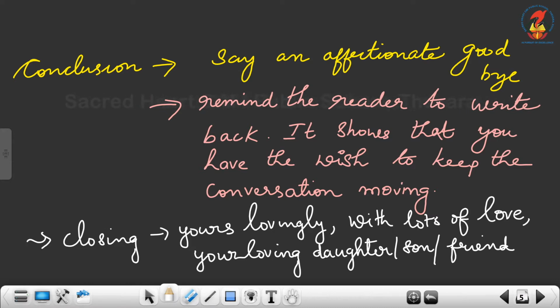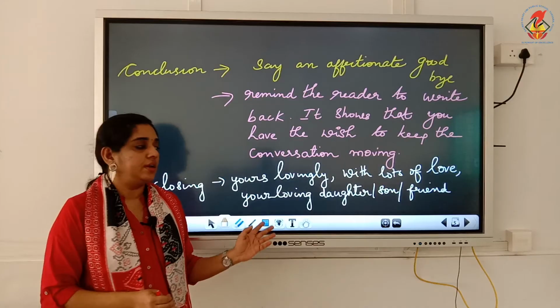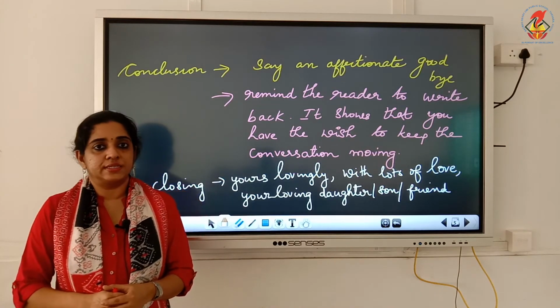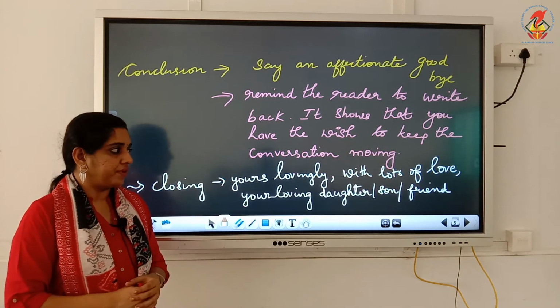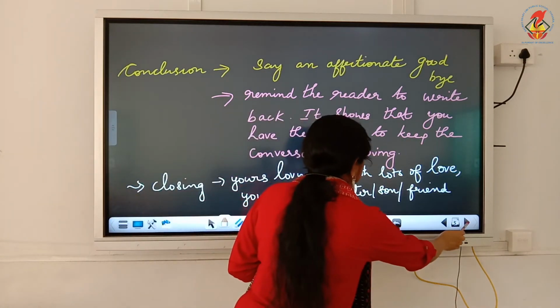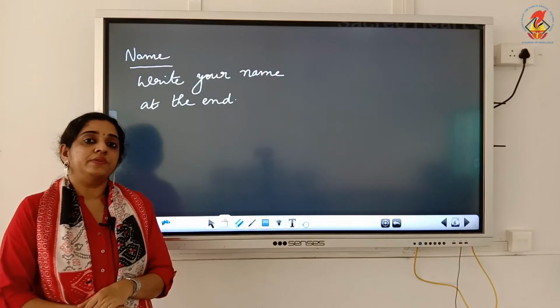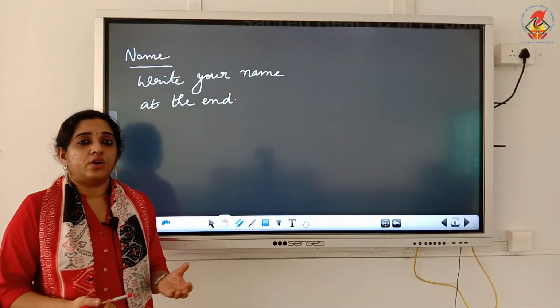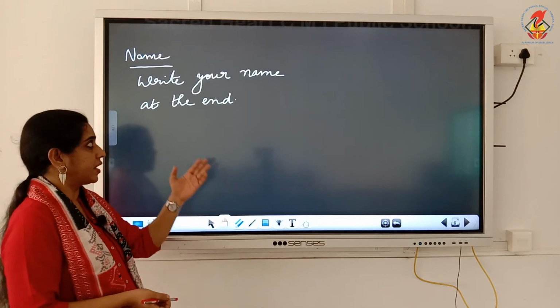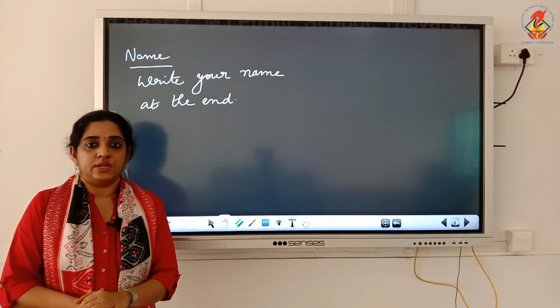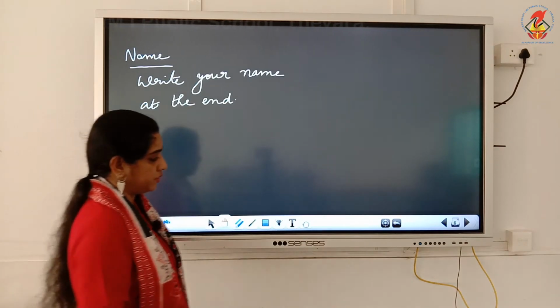Then closing: you end the letter using closing phrases like yours lovingly, with lots of love, your loving daughter, son or friend. You can include that for the closing lines. Okay, these are the basic things of a letter. Then after that, you have to write your name at the end. After your lovingly or your loving son or daughter, you write the name and close the letter. This point should also be included.